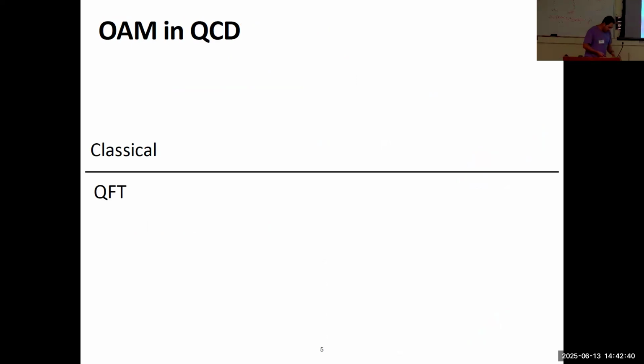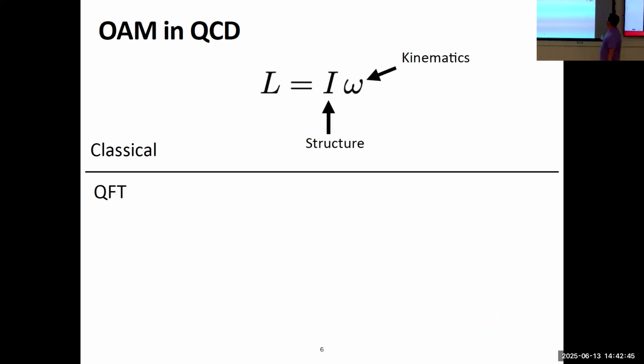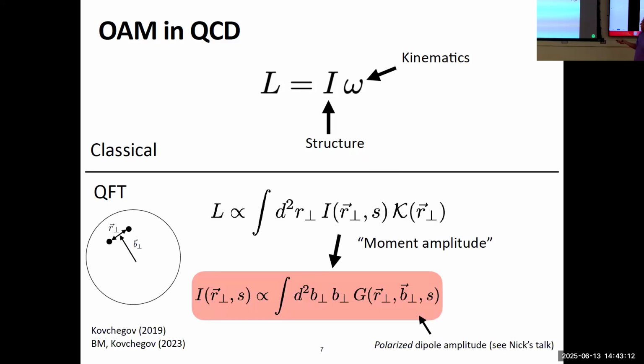So how does one approach OAM in QCD? Hopefully you all know in classical mechanics, to get orbital angular momentum, I take some moment of inertia and I multiply by the kinematic structure, the angular velocity in this case. So I encodes the structure of whatever object you're looking at. And so how do we go to QCD now? Well, we do the usual thing. We make everything operators and we add integrals. So that's what we did here.